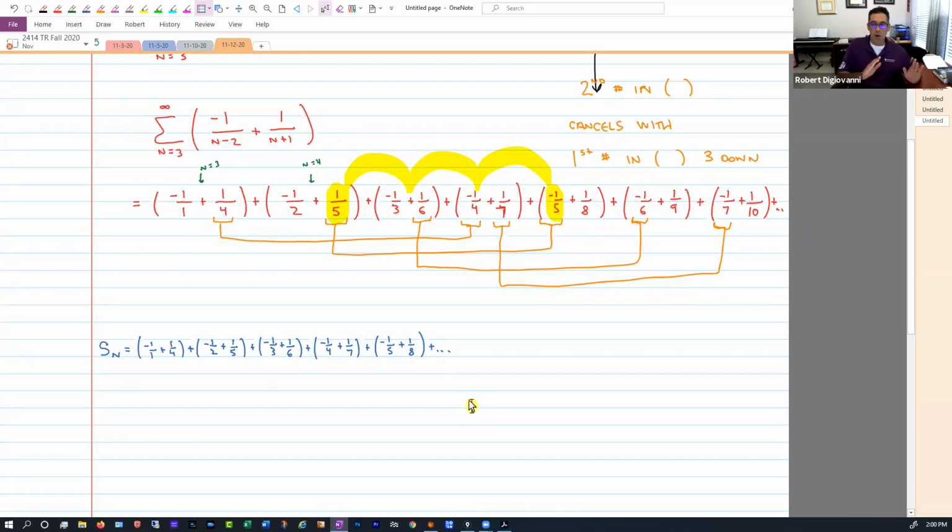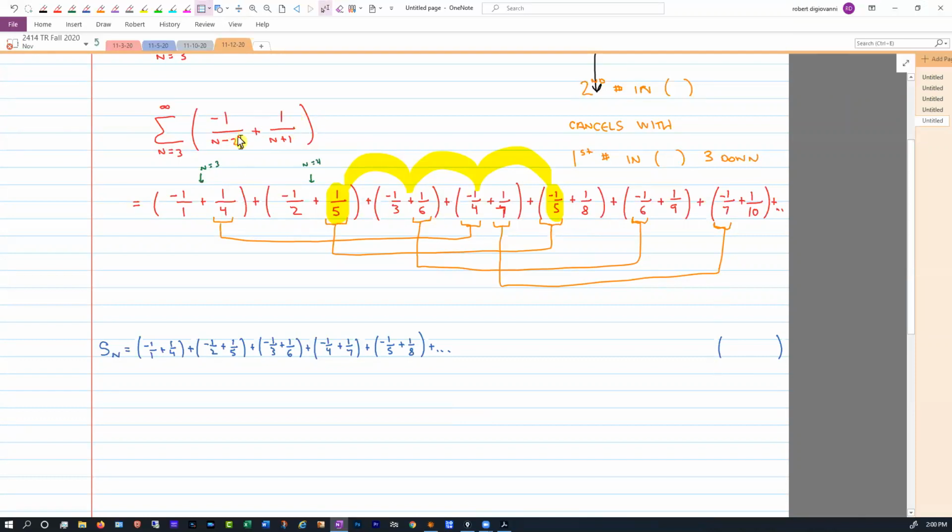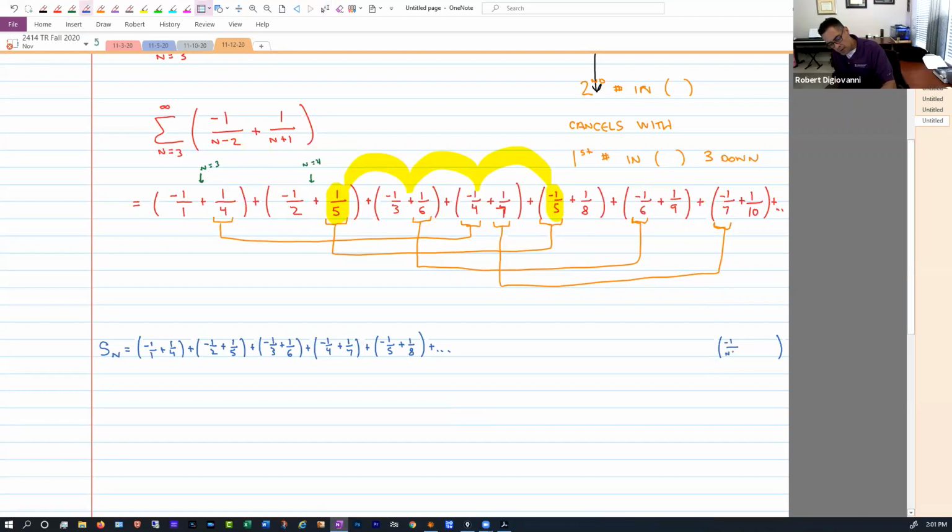Now, go all the way to the end, way over here, and tell me what the very last one's going to look like. Well, shouldn't that just be this formula? Yes, just this formula. So it's negative 1 over n minus 2 plus 1 over n plus 1. That's what happens if I plug in n, right? What would the one right before that one look like?